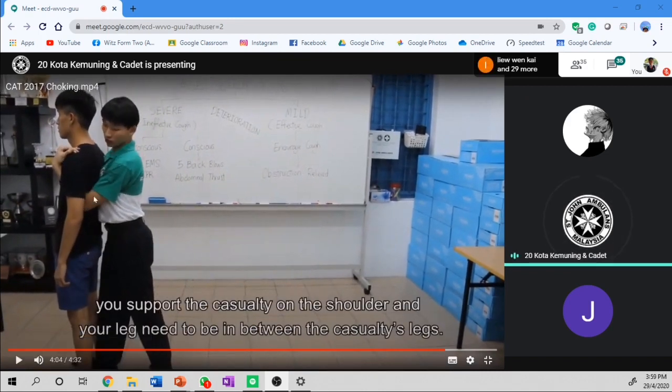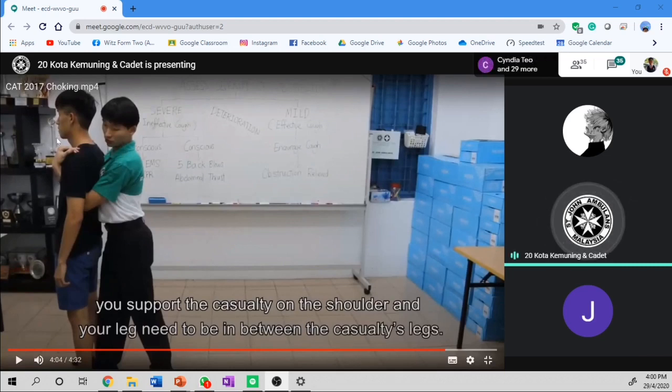So you need to have a scooping hook, the so-called hook. Your elbow here supporting the shoulder, go in inside the casualty and then support the casualty. In this step, make sure the casualty, no matter what, doesn't fall in front. I tell you, fall in front, right?